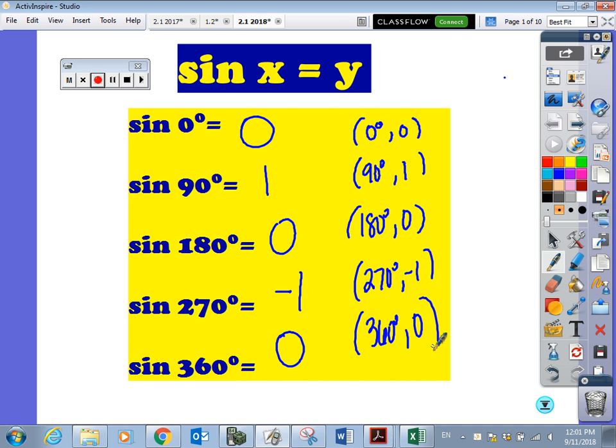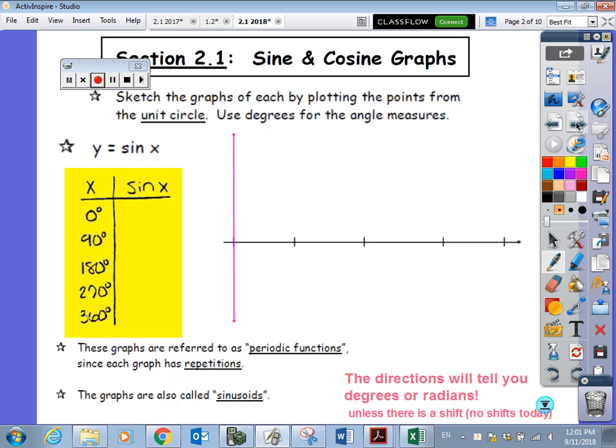We can flip these upside down. We can stretch them, shrink them vertically. We can move them left and right, up and down. Today, we are going to do everything except move it left and right. Tomorrow, we'll add the vertical shift and horizontal shift to these graphs. So the reason I do this is so you can see how it is related to the unit circle. So sketch the graphs of each.